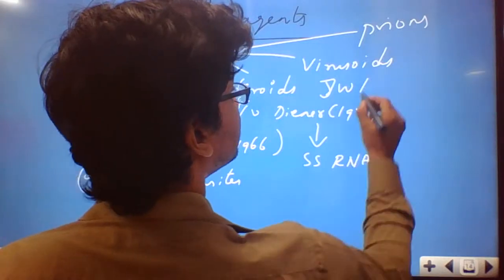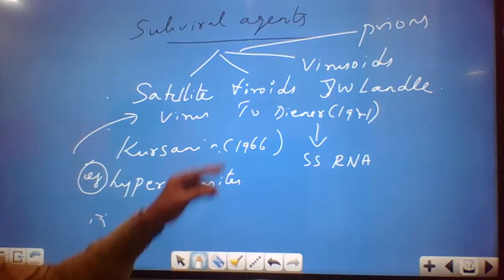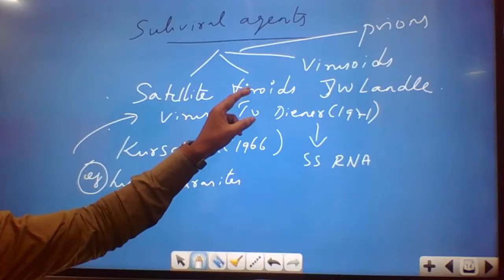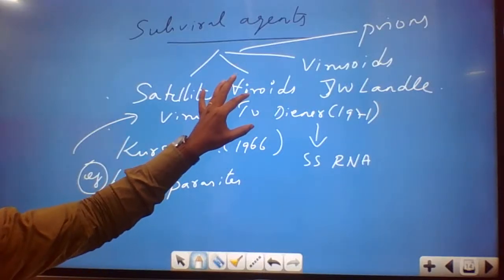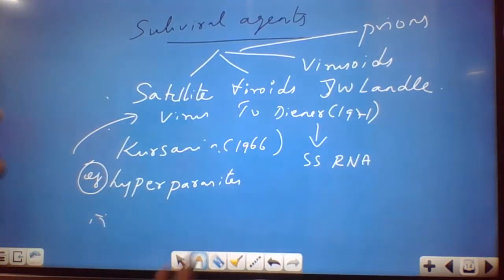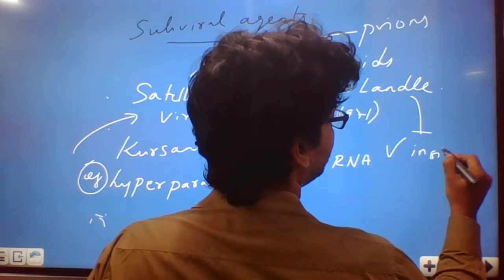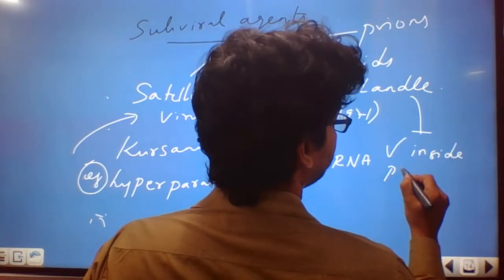Landl, the person who first discovered virusoids, J.W. Landl, in the year 1981. This is also similar to that of viroids, but located inside the protein coat of the true virus. Where is it present? It's present inside the protein coat of the other virus.